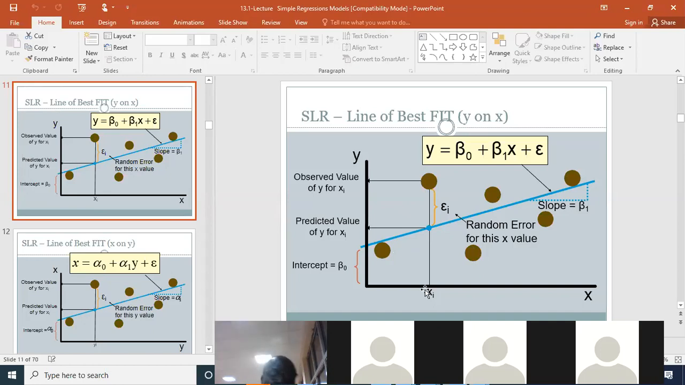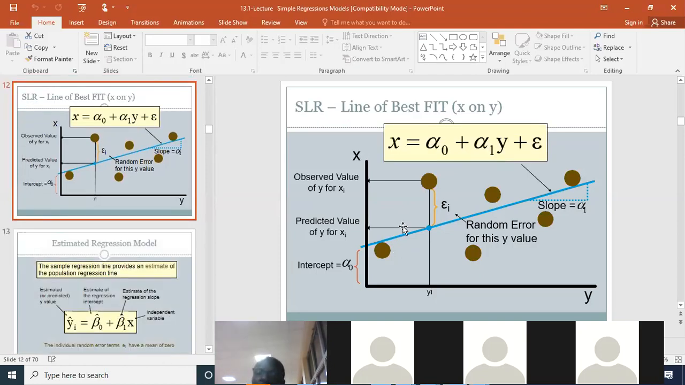And the same principle is used for x on y. Now y is the horizontal axis, x is the vertical axis. Am I clear, please? Yes. Good. So the line of best fit is called the estimated line. This is the line that reduces the sum of the errors to what? To 0. That is the line that reduces the sum of the errors to 0.